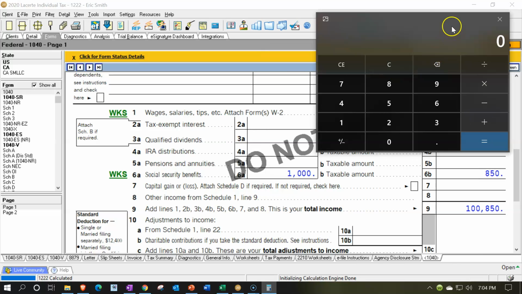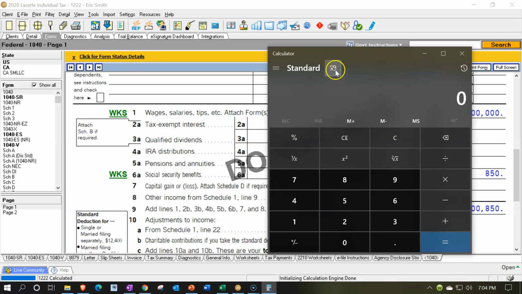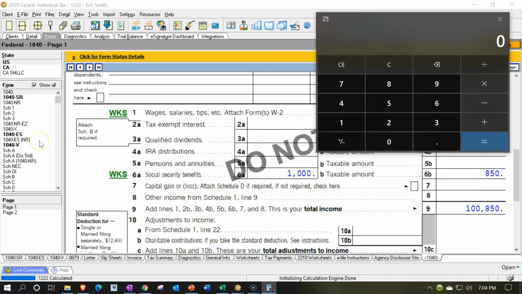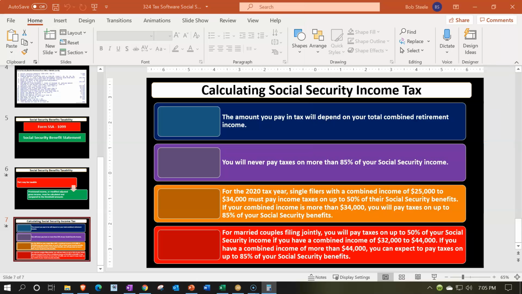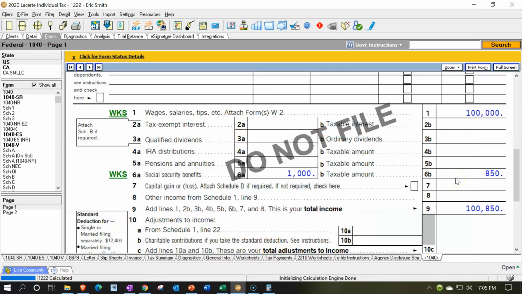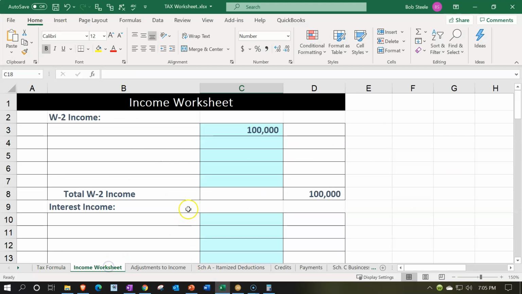If we pull out the trusty calculator and do some trusty calculating, we would have the 850 divided by the 1,000 is, of course, that 0.85 or 85%. That is because this individual is single and is making over the 34,000, so you'll pay taxes up to 85%. So 85% is currently being included in the taxable income and therefore will be taxed typically at the normal ordinary income tax rates. If you were to enter this into our worksheet, we could do the same thing.